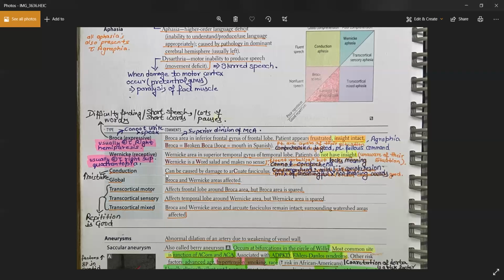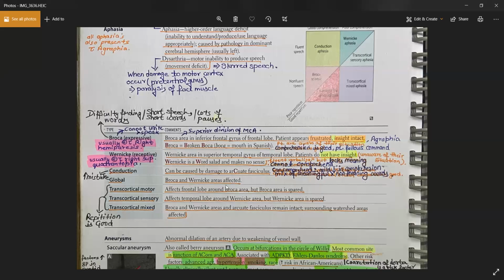Then you have the global aphasia, where both Wernicke's as well as Broca's area got damaged. You cannot express, you cannot comprehend. Both features are present.